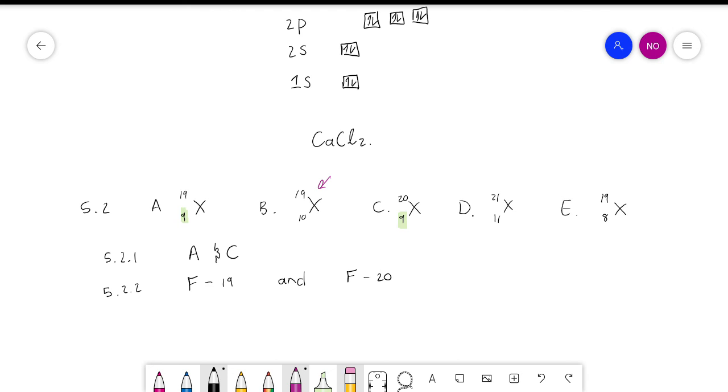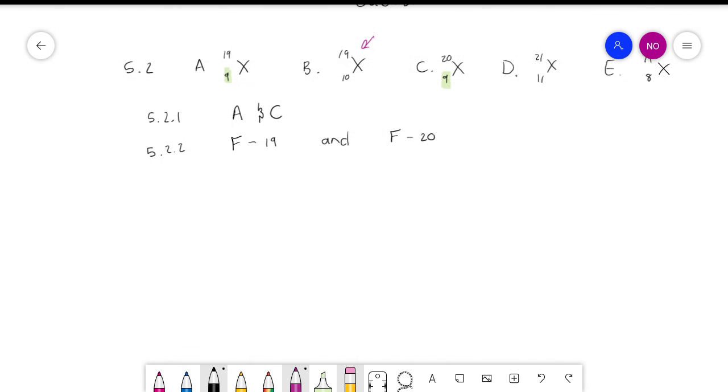Nee, julle moet nie te mekaar raak daarmee nie. Okay, then they say calculate the relative atomic mass of copper by using the following isotopes of copper. Hierdie een is daarom bietjie makliker as die een wat ons vroeër gedoen het.